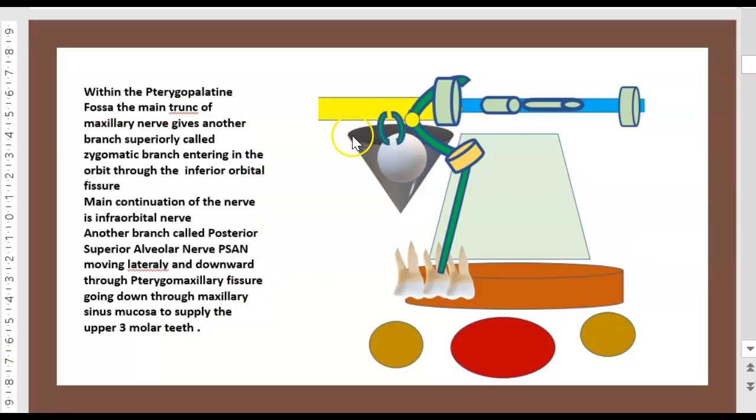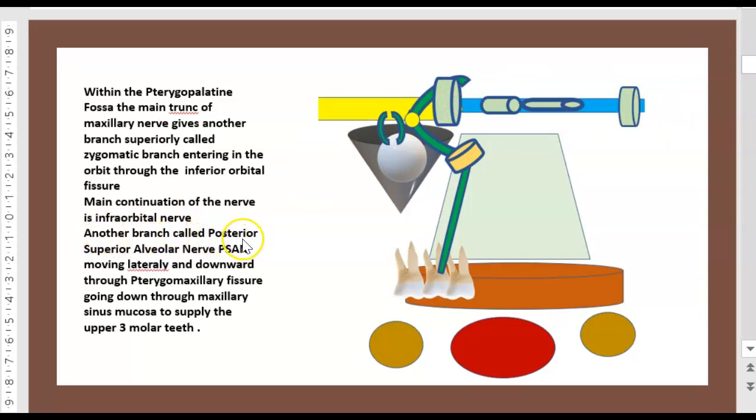Within the pterygopalatine fossa, the main trunk of the maxillary nerve gives another branch superiorly called the zygomatic branch. This zygomatic branch enters the orbit through the inferior orbital fissure. The main continuation of the nerve is the infraorbital nerve. This is the main continuation of the nerve.